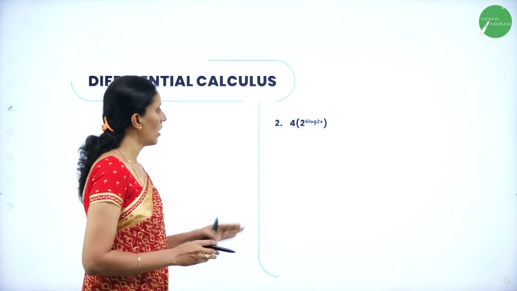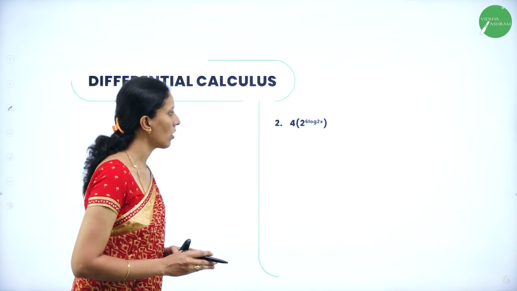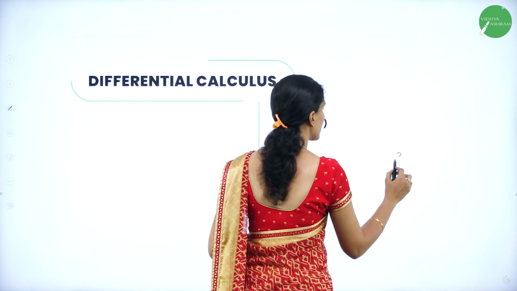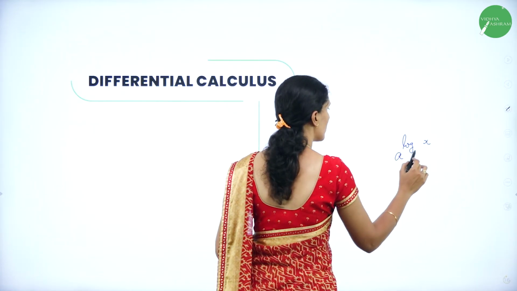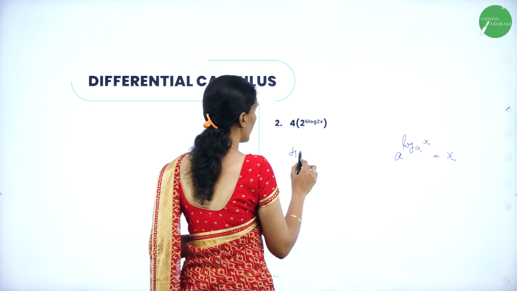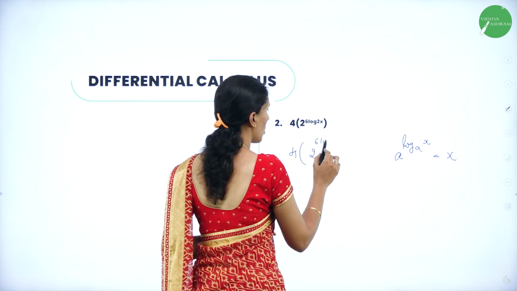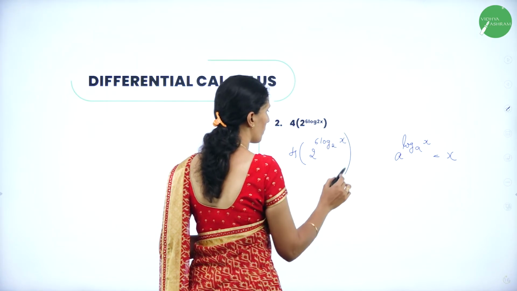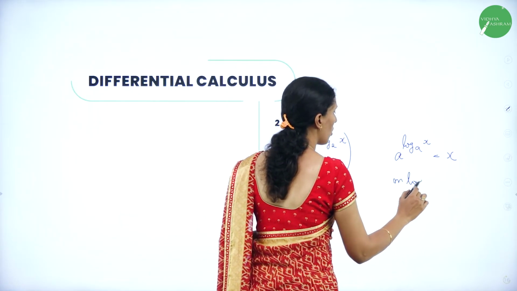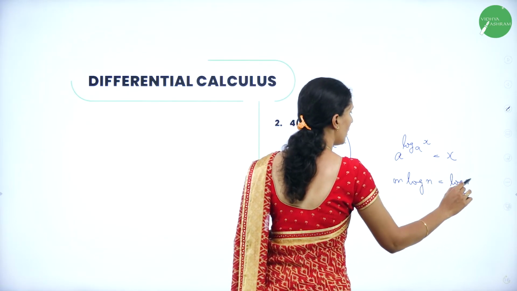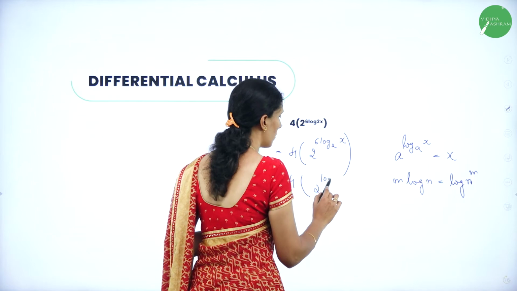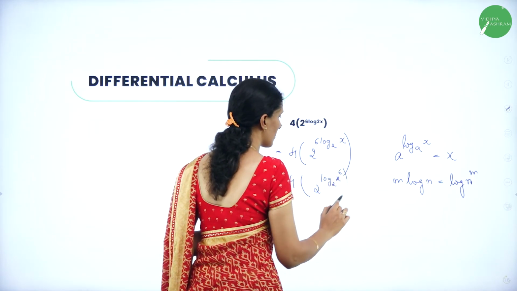So next question, 4 into 2 power 6 log to the power 2x. So now let's see what this is. We have an identity, that is a to the power log x to base a will be equal to x. Now here this is of the form 4 into 2 to the power 6 log x to base 2. Now we have 6, which we can write using the formula that m into log n can be written as log n to the power m. So I can write this as 4 into 2 to the power log to base 2 x power 6.